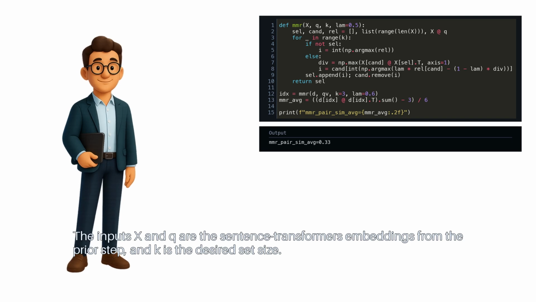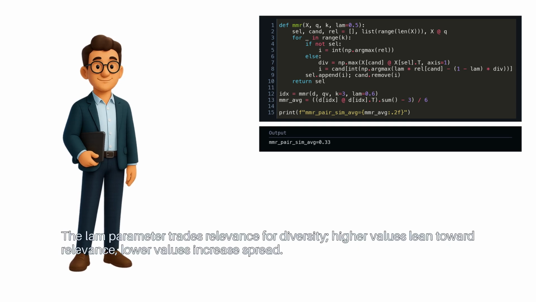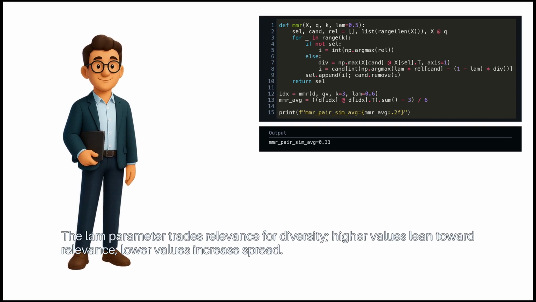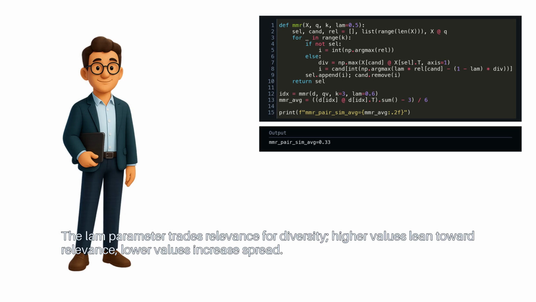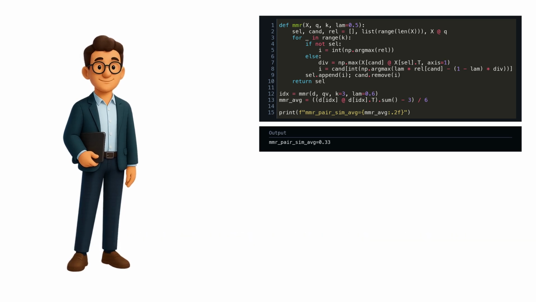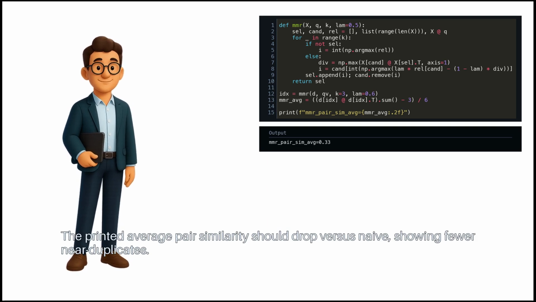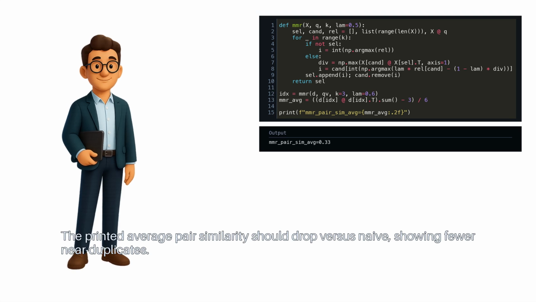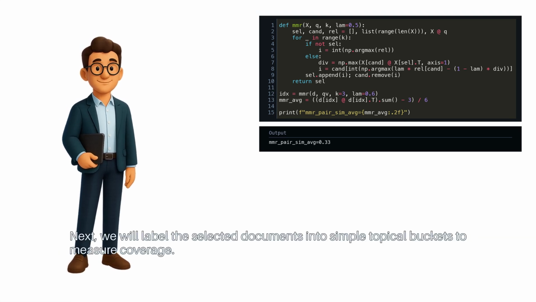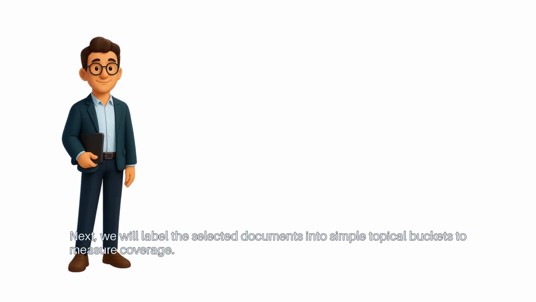The inputs X and Q are the sentence transformers embeddings from the prior step, and K is the desired set size. The lam parameter trades relevance for diversity. Higher values lean toward relevance, lower values increase spread. The printed average pair similarity should drop versus naive, showing fewer near duplicates. Next, we will label the selected documents into simple topical buckets to measure coverage.